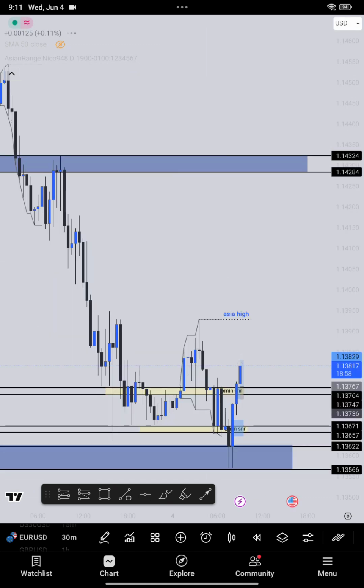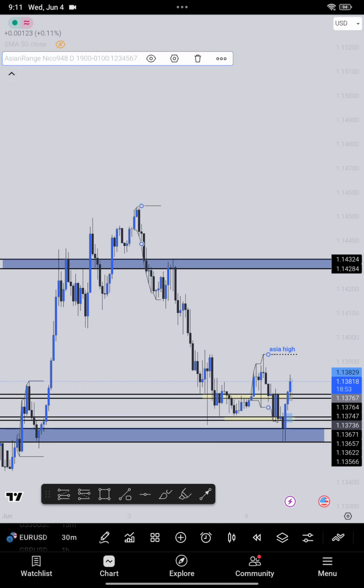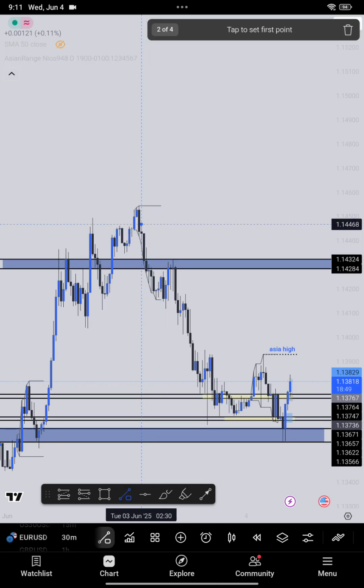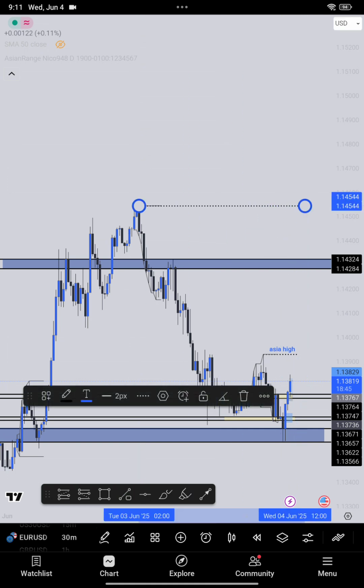So I dropped down to the 30-minute. Now on the 30-minute, what you can see is this is that Asia range by Nico. This, as I said, I think like an SMC trader. So this here simply shows me my area of liquidity. Now what you can find is there's probably going to be an SMC trader that's going to catch a buy all the way down where I entered.